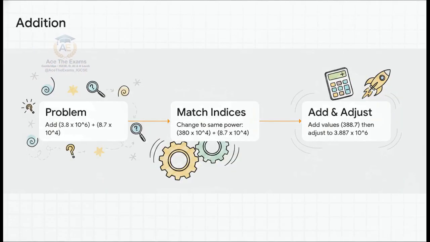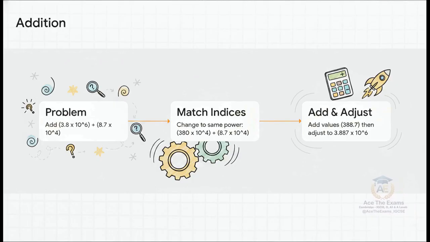Now, addition is much trickier. You literally cannot just add the front numbers if the powers of 10 are different. It's like trying to add centimeters to kilometers without converting them first. The secret strategy is changing the indices to match before you even try to combine them. We take 3.8 times 10 to the 6th, and we convert it into 380 times 10 to the 4. Now that both parts end in times 10 to the 4, we have common ground.